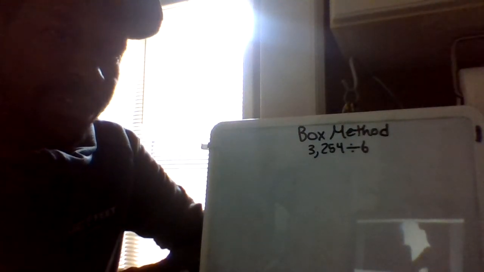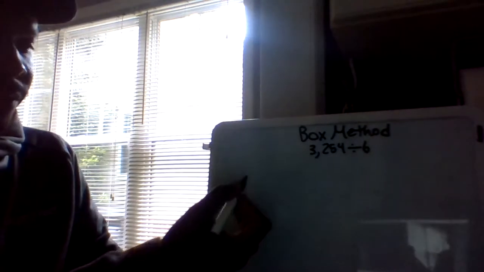All right, and for our last method, it is going to be the box method. It is going to look similar to the grid method, but I think this one's a little bit easier. For this, you're going to want to, once again, use two separate markers, and I'm going to show you how to do it. So this is our problem, 3,254 divided by 6. So 6 is my divisor.